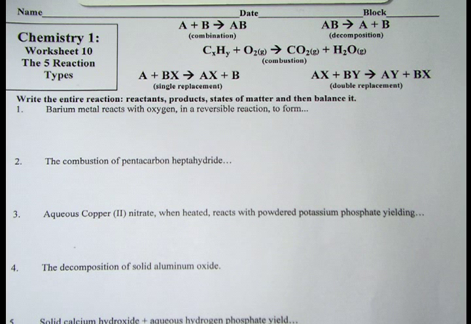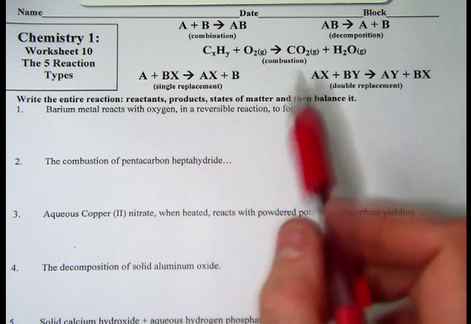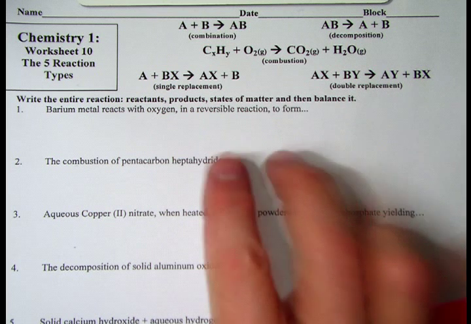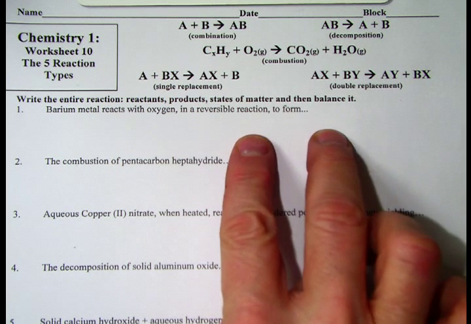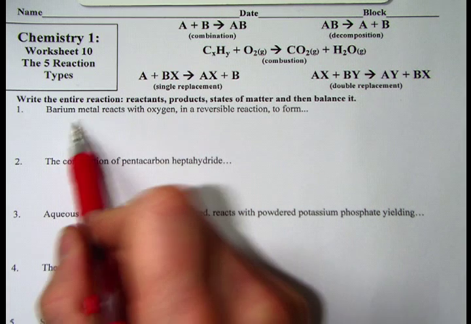Okay, so I'm going to work through the first few problems on worksheet 10 in Unit 7. This is the 5 reaction types, where you have to write the formulas of the reactants, figure out what type of reaction it is so that can lead you to what the products are, or at least what the partners of everything in the products are, and then balance the whole reaction. So I'll do number 1 here.